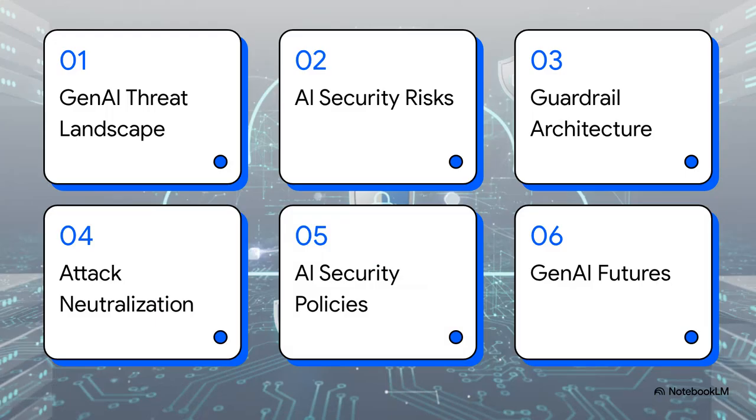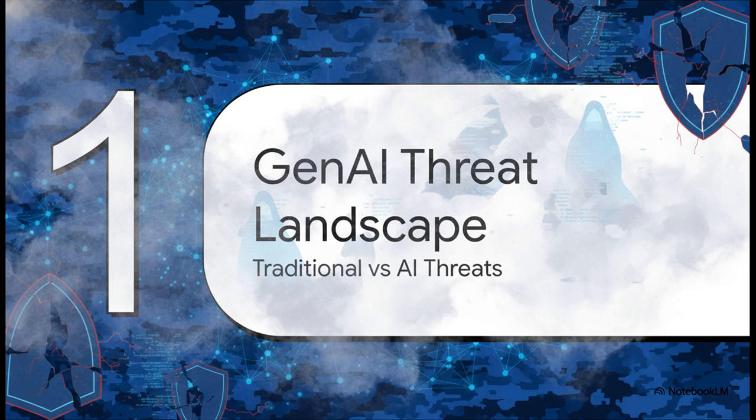Here's the roadmap for today. We're going to quickly cover the Gen AI threat landscape, dive into those three critical AI security risks, and unpack the Defender guardrail architecture. From there, we'll hit real-time attack neutralization, exactly how to activate these AI security policies, and wrap up with securing your generative AI futures. Let's jump right in. All right, Section 1, the Gen AI threat landscape.